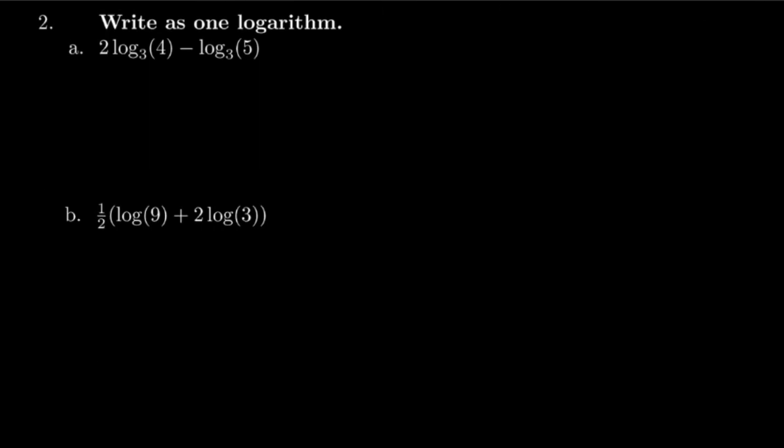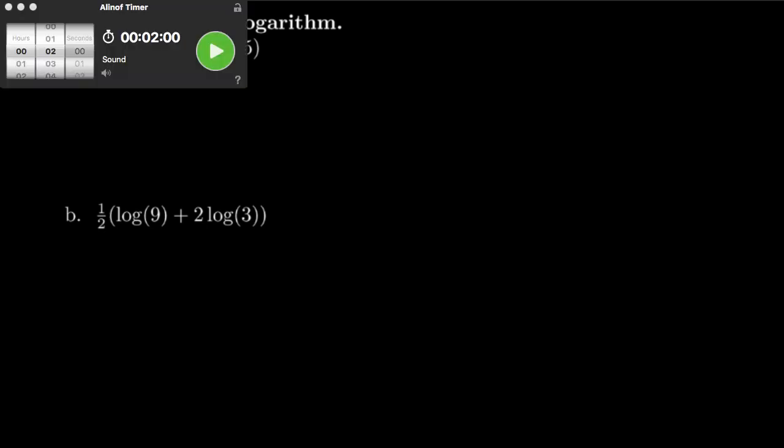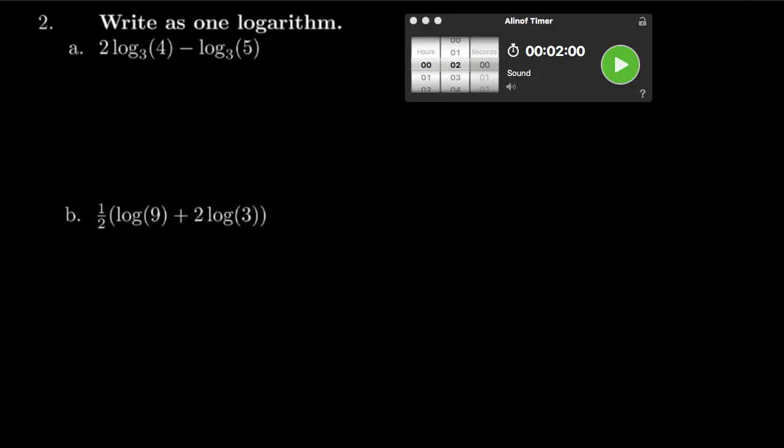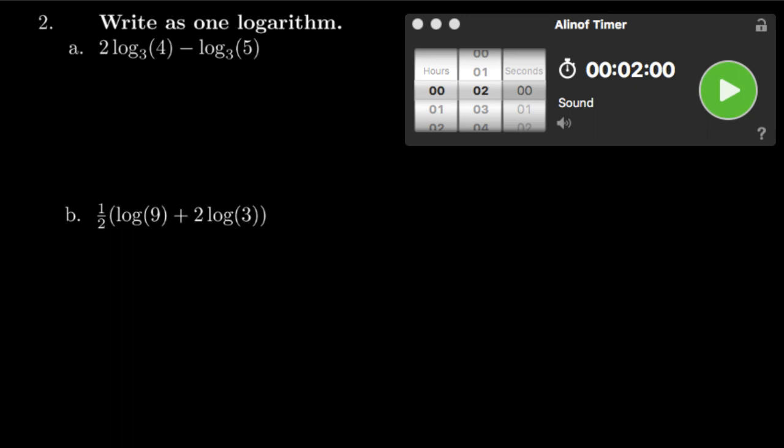Okay, so let's look at this. I want you to write this as one logarithm, so I'm going to give us 2 minutes to do this. This should be fairly quick as well. So think about things. 2 minutes, and I will set a timer for you actually. Okay, so I'm going to put that right here. Okay, so beginning the timer now.